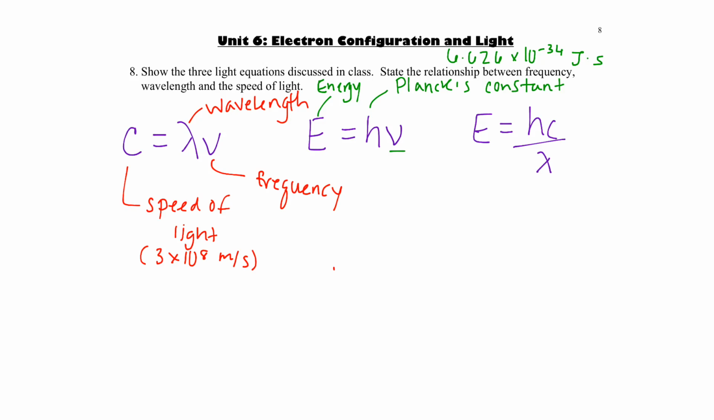In our final equation, you see all three of those again. So you see energy, you see Planck's constant, you see the speed of light, and you see wavelength. So 4 different things, actually. Okay? So you'll be using these for some of those later questions.